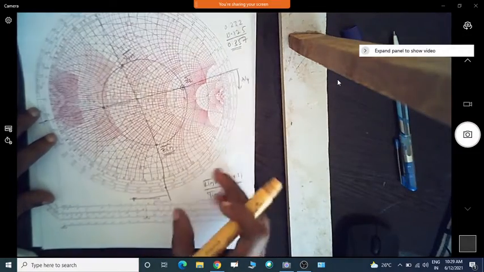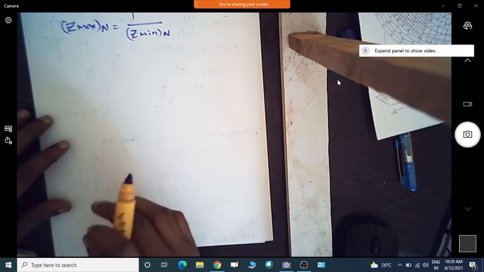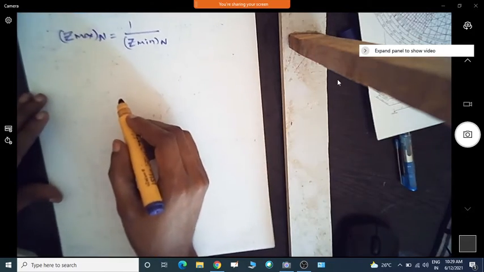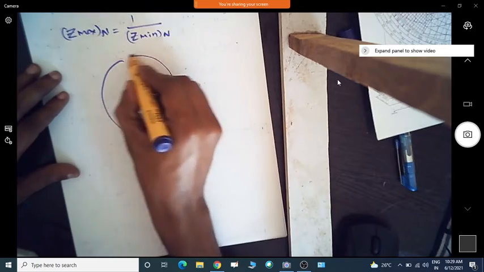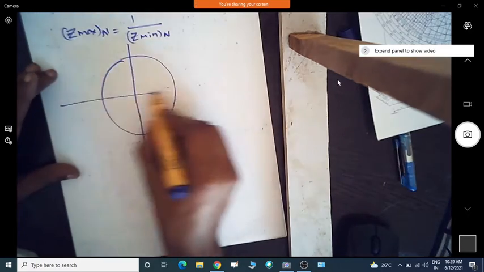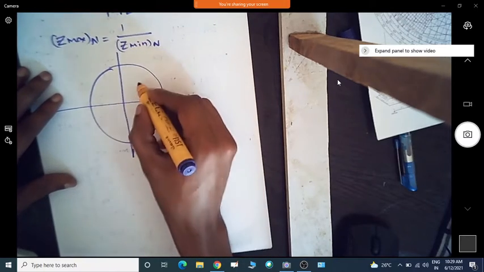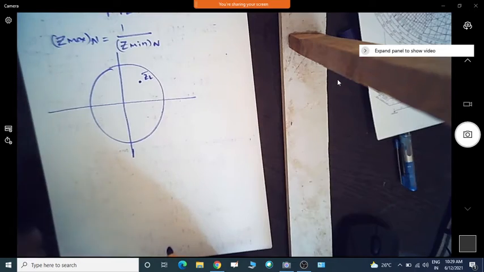And how can we find the location, that is the z max location and z min location? We need to move towards the generator until we arrive at phi equal to 0. Let us say, for example, for a particular problem I need to find z max and z min. Somewhere here my ZL is there.